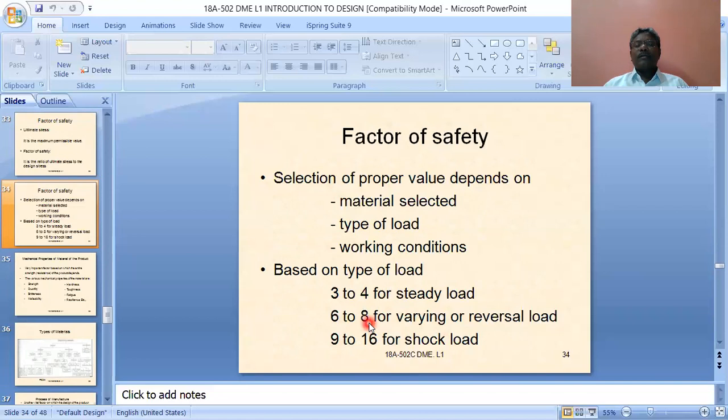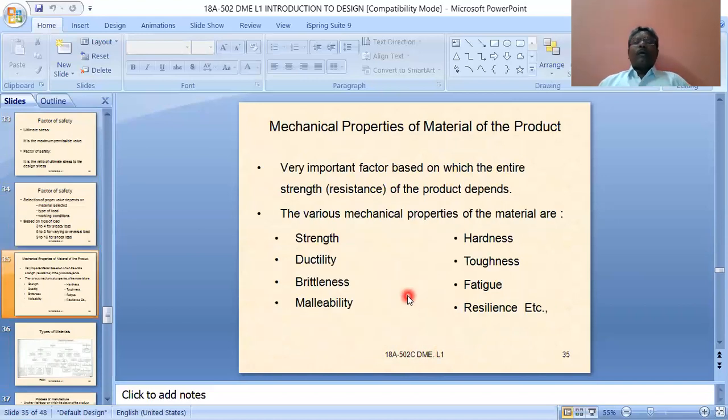Once again, you must remember these values: 3 to 4 for steady loads, 6 to 8 for varying or reversal loads, and 9 to 16 for shock loads. Now let us see the mechanical properties of materials of the product. It is one of the most important factors, that means selection of material.